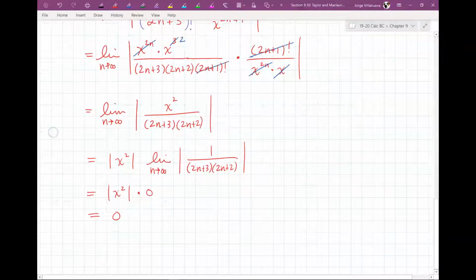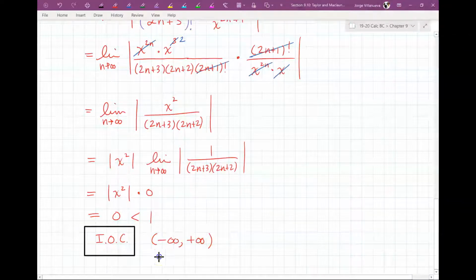Now, it's supposed to be set what? Less than 1. Well, since this is a true statement, what does that mean about my interval of convergence? It's everywhere. It's infinite, right? So my interval of convergence is from negative infinity to positive infinity.